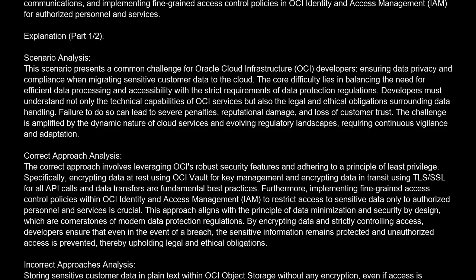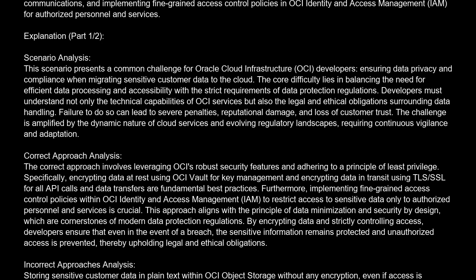Developers must understand not only the technical capabilities of OCI services, but also the legal and ethical obligations surrounding data handling. Failure to do so can lead to severe penalties, reputational damage, and loss of customer trust. The challenge is amplified by the dynamic nature of cloud services and evolving regulatory landscapes, requiring continuous vigilance and adaptation.